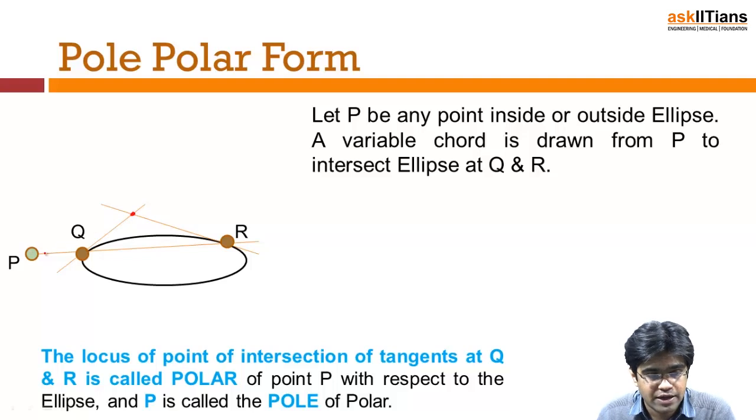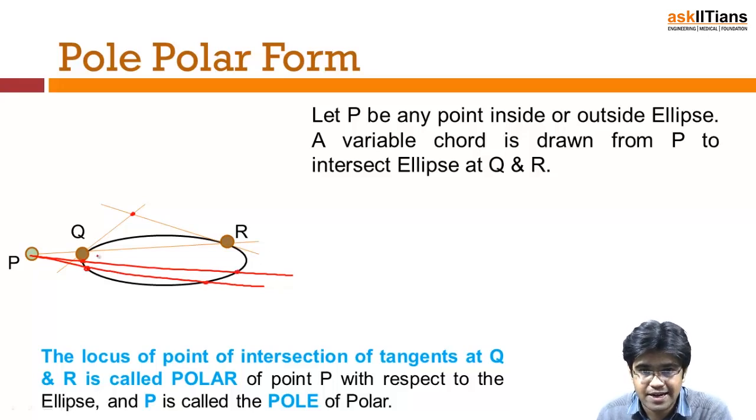You may draw a chord like this, you may draw a chord like this. At each of these chords, you are going to draw tangents. These tangents will again intersect. The locus of all these points of intersection is called the polar. That means this line is our polar. Again, remember, it's the locus of the point of intersection of tangents at the extremities of a chord. And point P is called the pole with respect to the polar. That means this point P is the pole with respect to this polar.